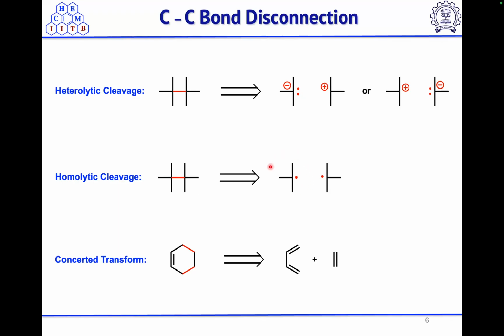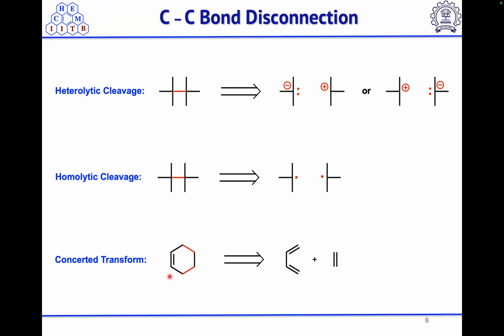Basically, we can think about homolytic cleavage only in radical chemistry. In most cases we will see heterolytic cleavage only.